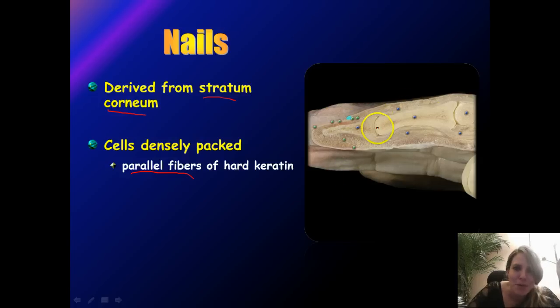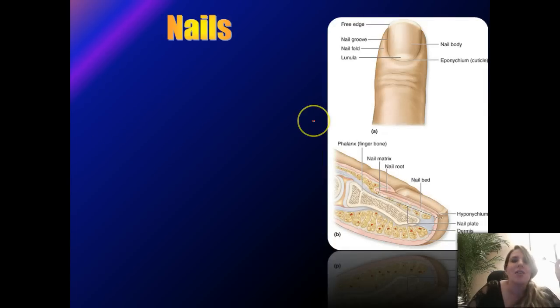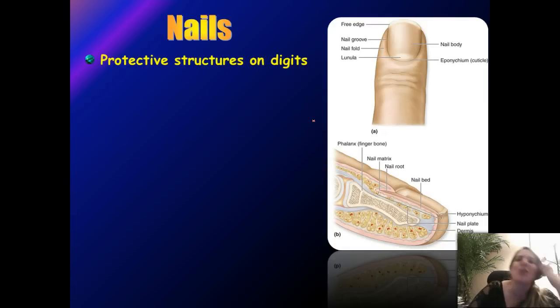And this is from AP Revealed, and I'll show you this in a little bit, but you can actually see the bone inside. So the bone is not part of the nail. The nail is up here. So let's break this nail down a little bit more. So again, it has a protective function for your digits, and we can look at the different parts of the nail.